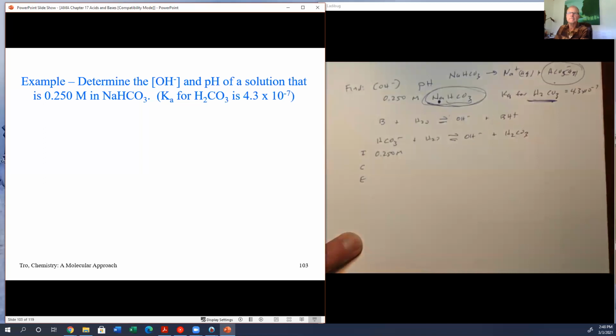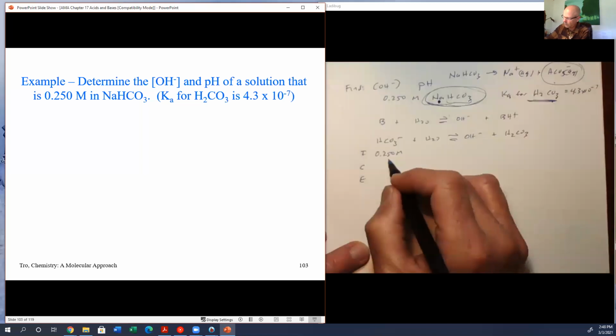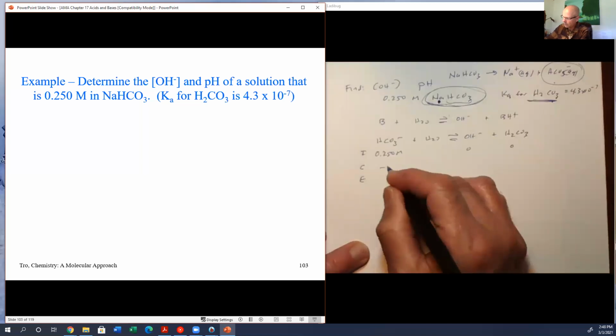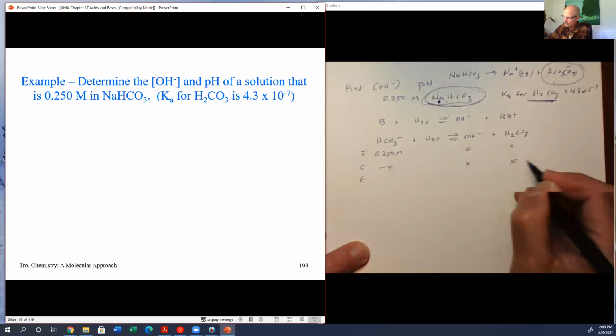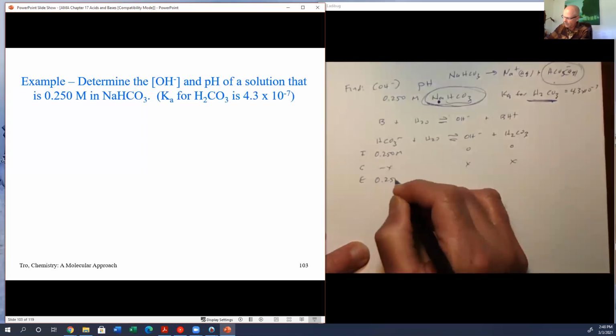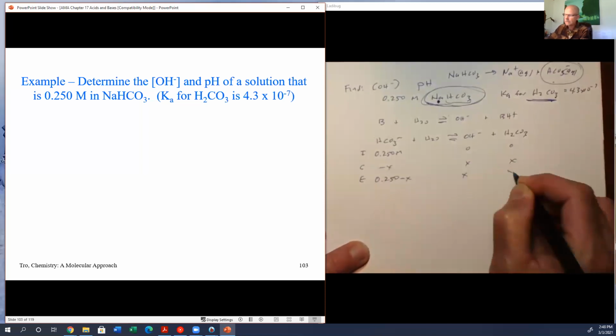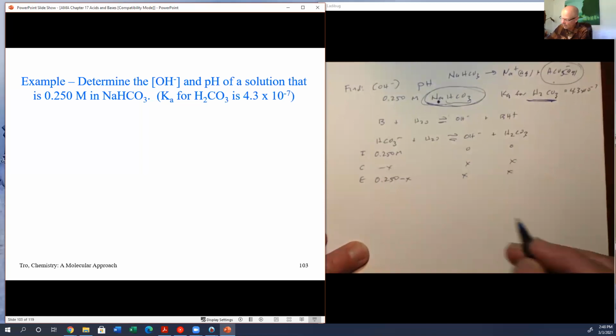Are you with me? All right, so 0.250 molar, 0, 0, minus x, x, x, 0.250 minus x, x, x, right? So then this is the equation, the equilibrium constant for this.